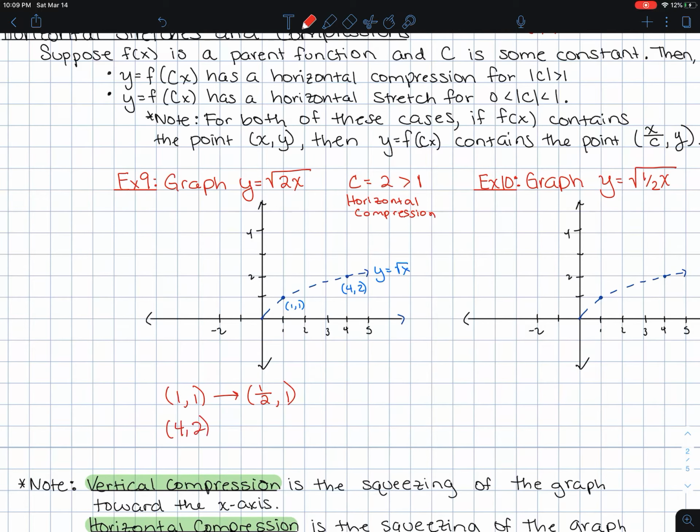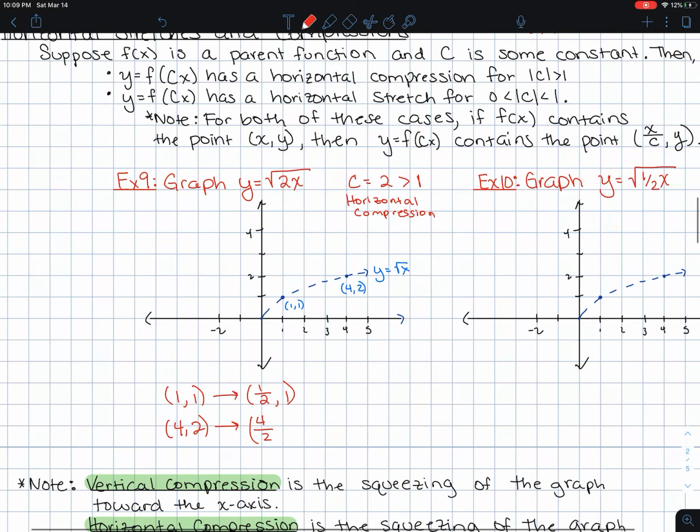Let's take the point (4, 2). And then we're dividing our x value by 2. And let's go ahead and simplify that. We get the point (2, 1). We're going to plot our new points. We have (1/2, 1) and we have the point (2, 2).